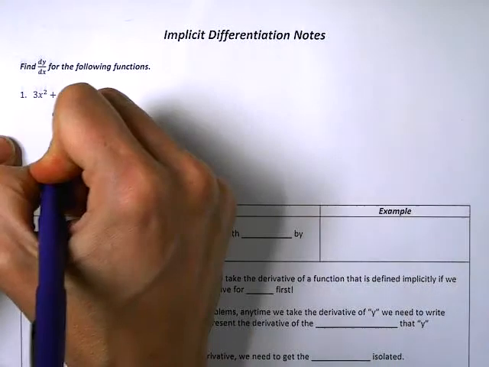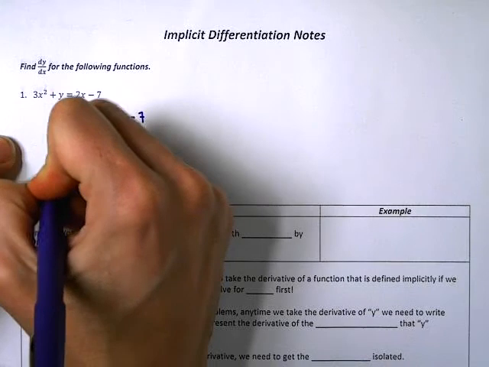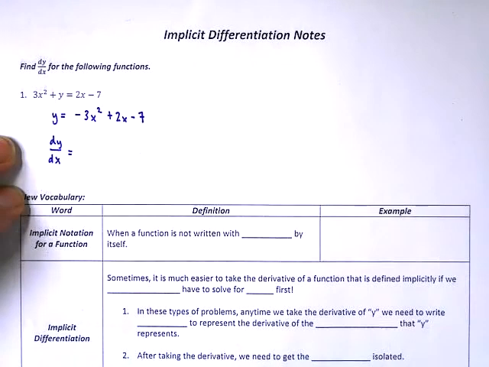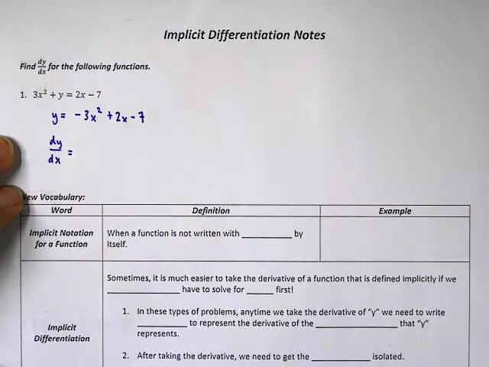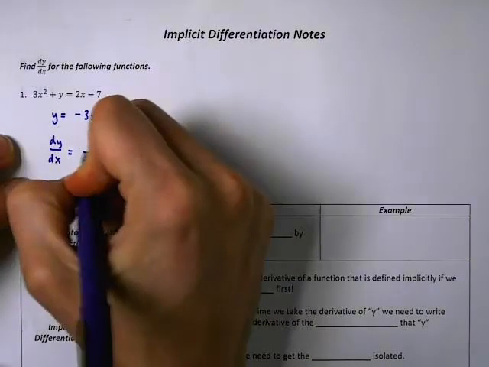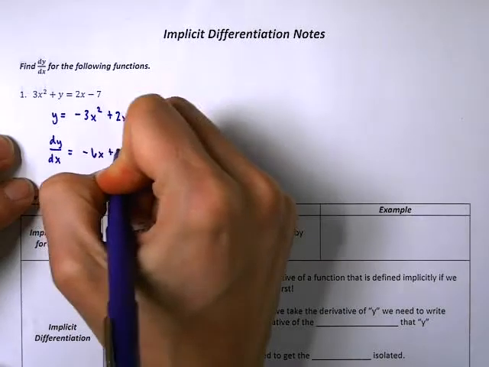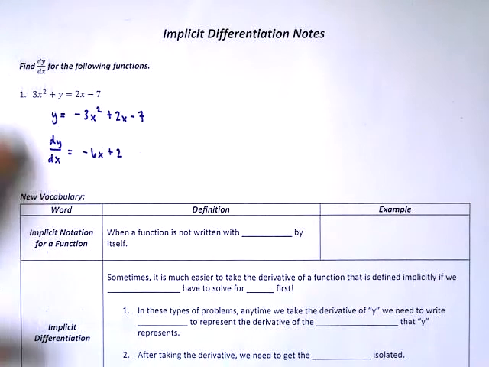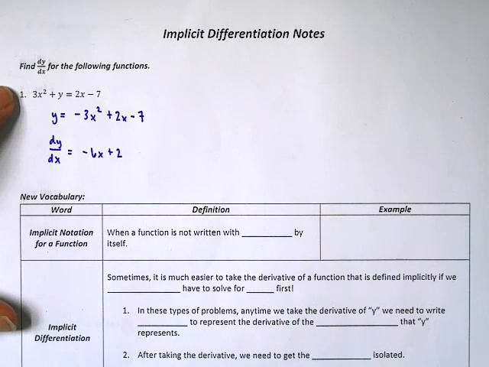Then to find the derivative of y with respect to x, our dy dx, I'm just going to use our regular old power rule. So I'm going to get negative 6x plus 2. So that one, even though y wasn't by itself right away, it was really easy to deal with and use the rules that we have.